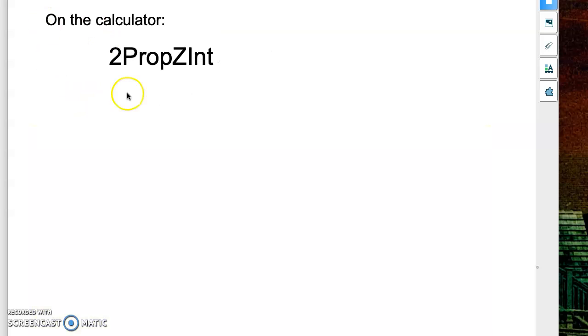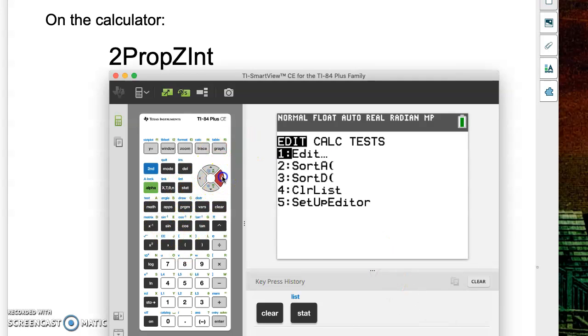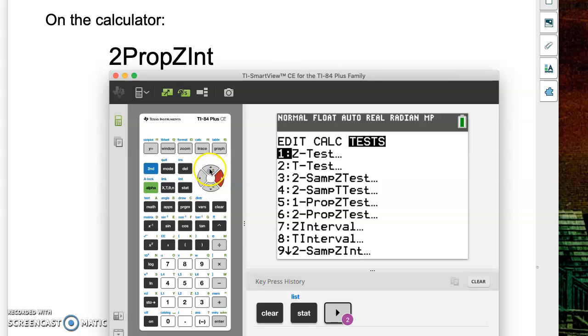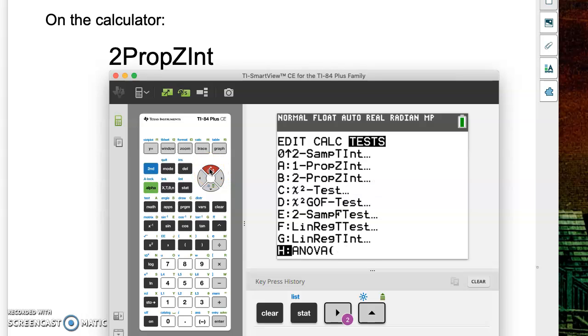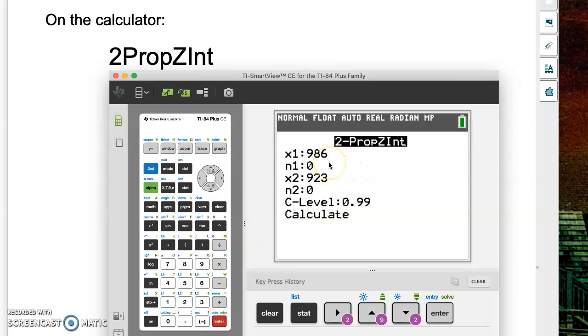On the calculator, 2 prop z int, I'm just going to pull up my calculator. So you do stat, scroll over to tests, 2 prop z int is, where is that? 1 prop z int, 2 prop z int, there it is, letter B. Select that, and then you put your numbers in.